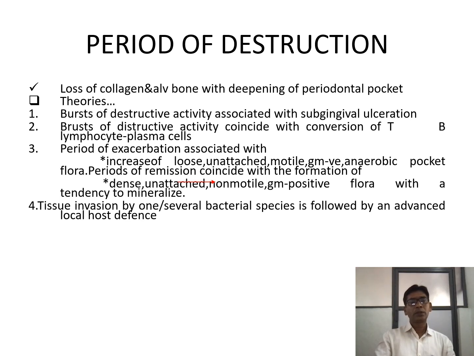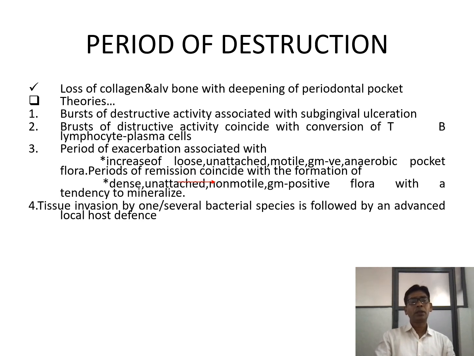When tissue invasion occurs, these bacteria will encounter the connective tissue of the periodontium also, and will cause destruction of the alveolar bone. And this is called the period of destruction.